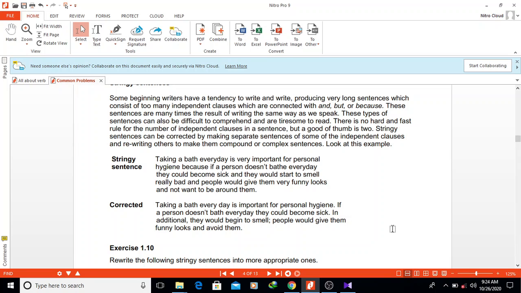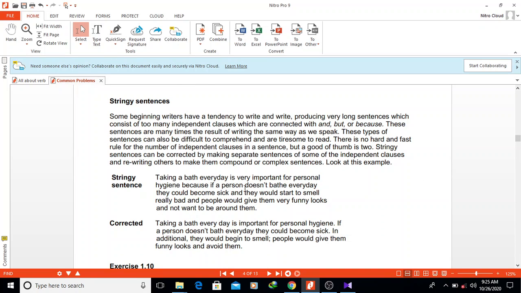Jadi, for example, let me show you how difficult to read this one. Okay. Taking a bath every day is very important for personal hygiene, because if a person doesn't bathe every day, they could become sick and they would start to smell really bad, and people would give them very funny looks and not want to be around them. Whew. That's how I read this one. It's too long. I can't breathe. Okay, so that's why it's called like this one. Terlalu panjang.